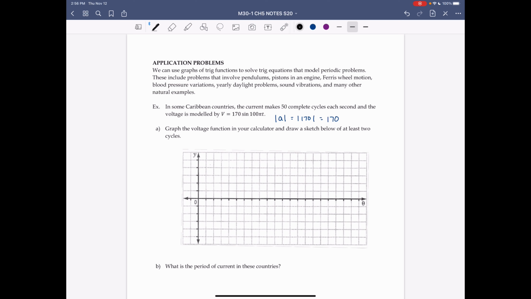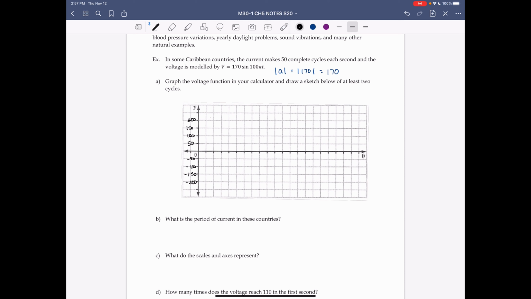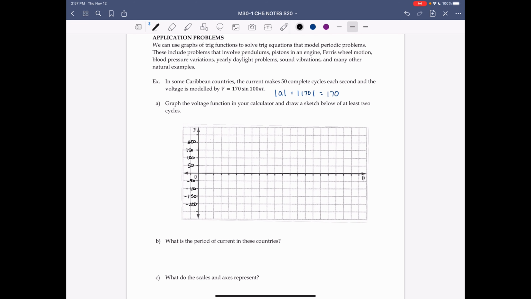Then if I count by 50, 100, 150, 200, negative 50, negative 100, negative 150, negative 200. That's an appropriate scale for my y-axis. For my x-axis, I want to know the period of the function, which is part B. What is the period of current in these countries?